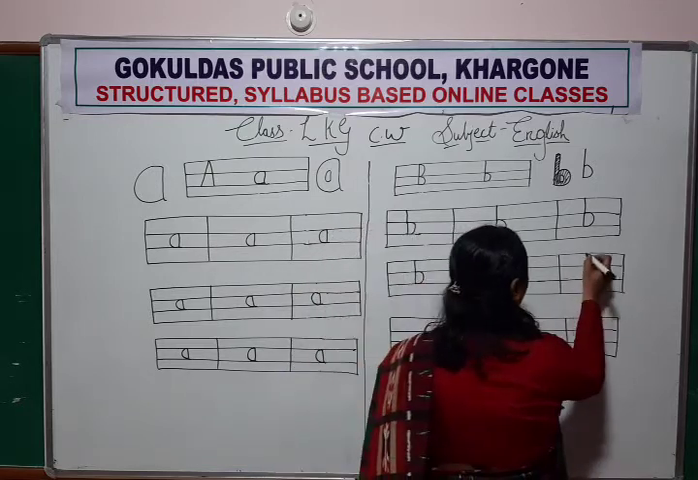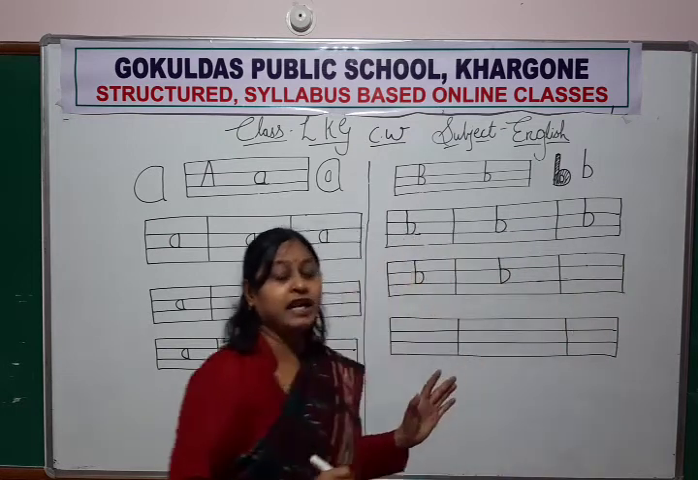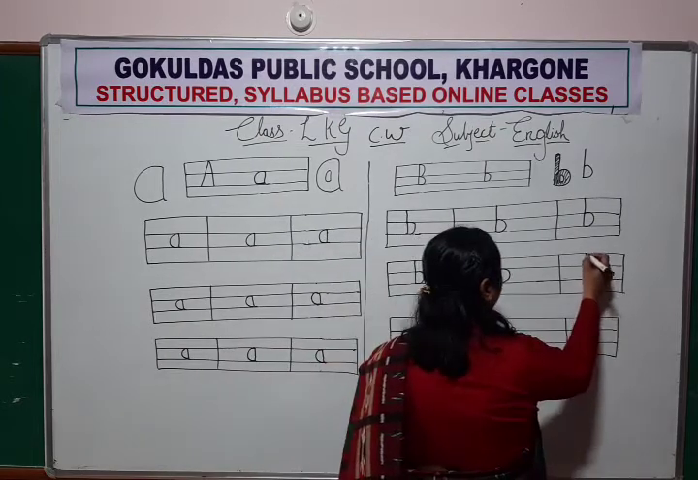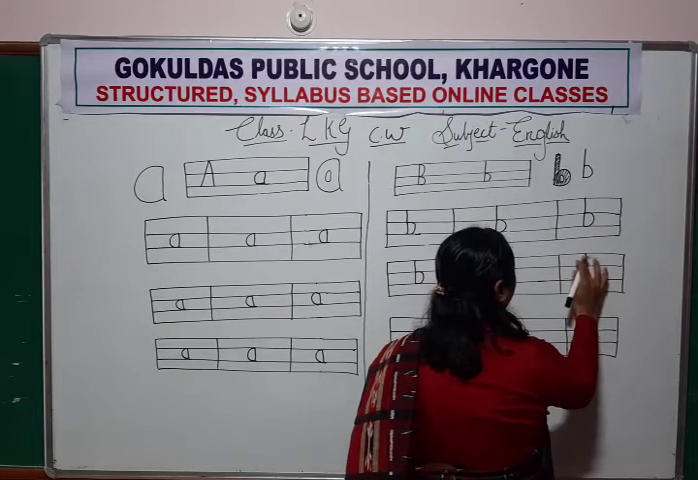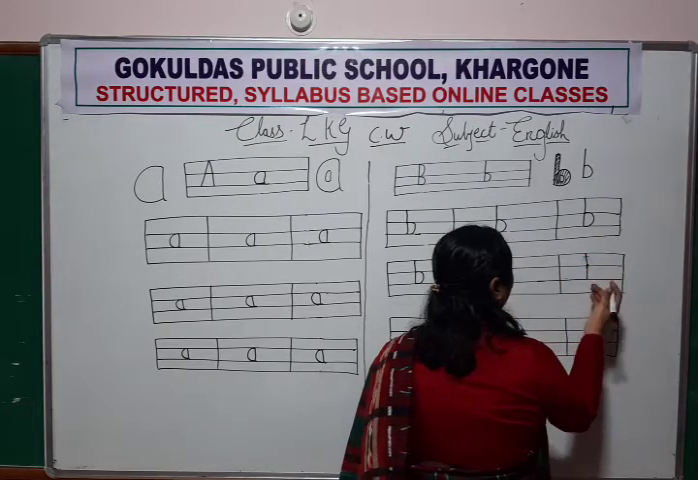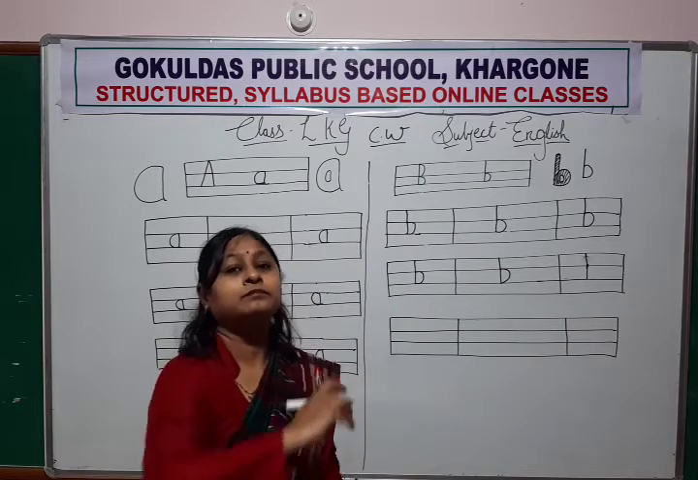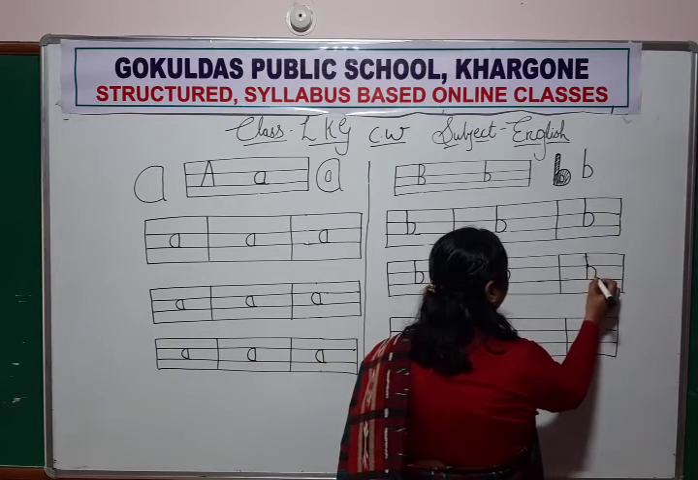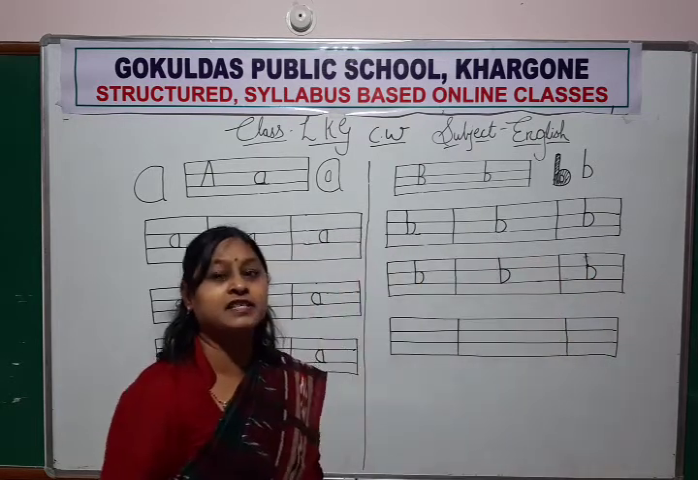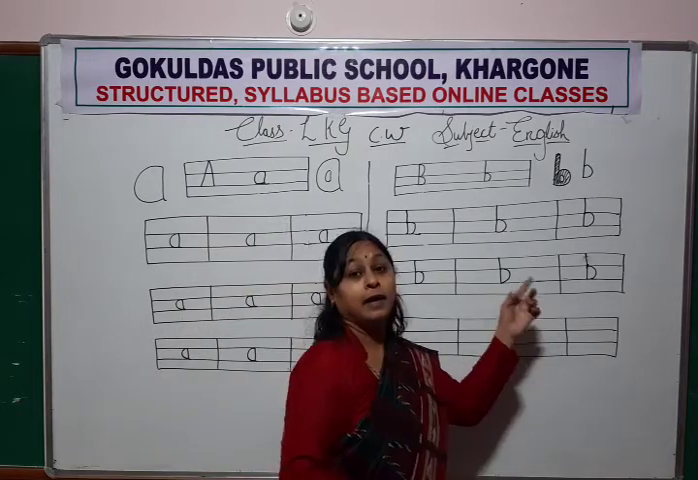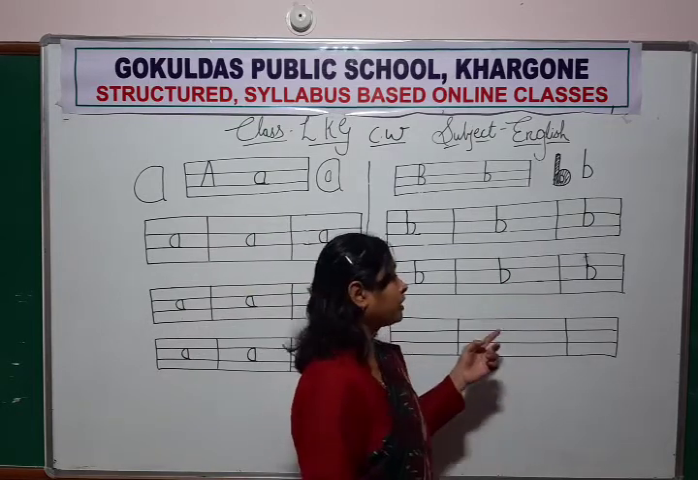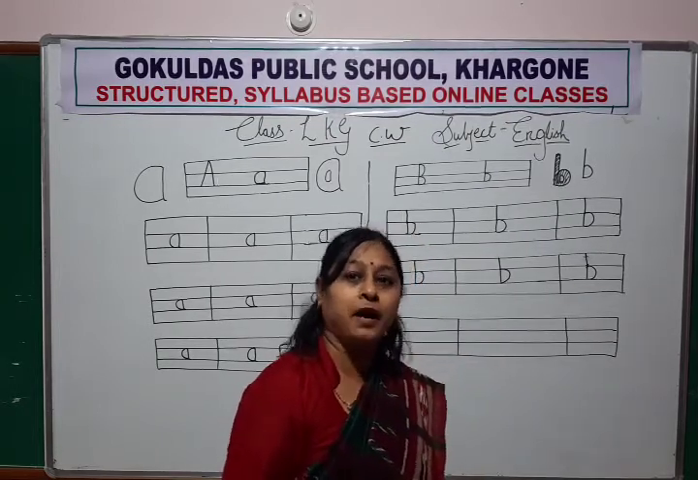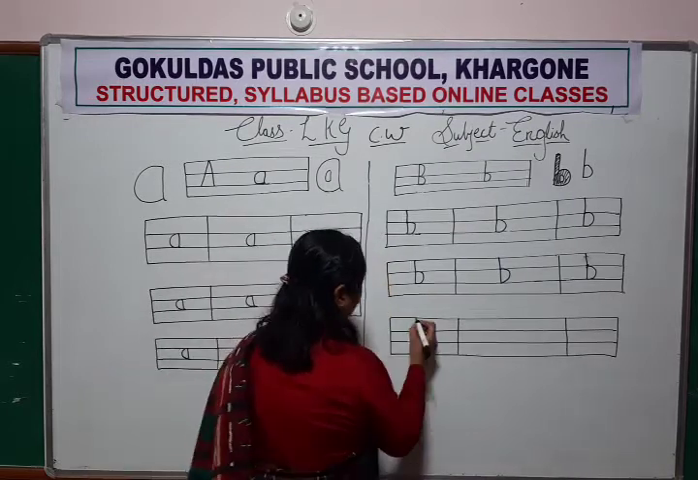Okay. Again, we will write. So write neatly. Take eraser also with you. Okay. So first, what will you write? Standing line. After standing line, half circle. So which letter is this? This is letter B. Baby B. Small b. Okay. And sound of B is B. Very good, my dears.